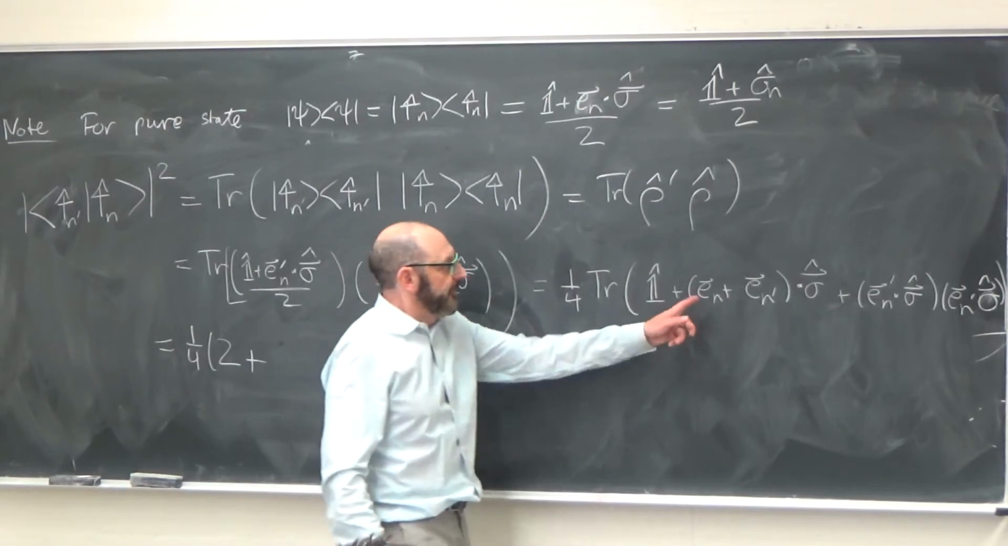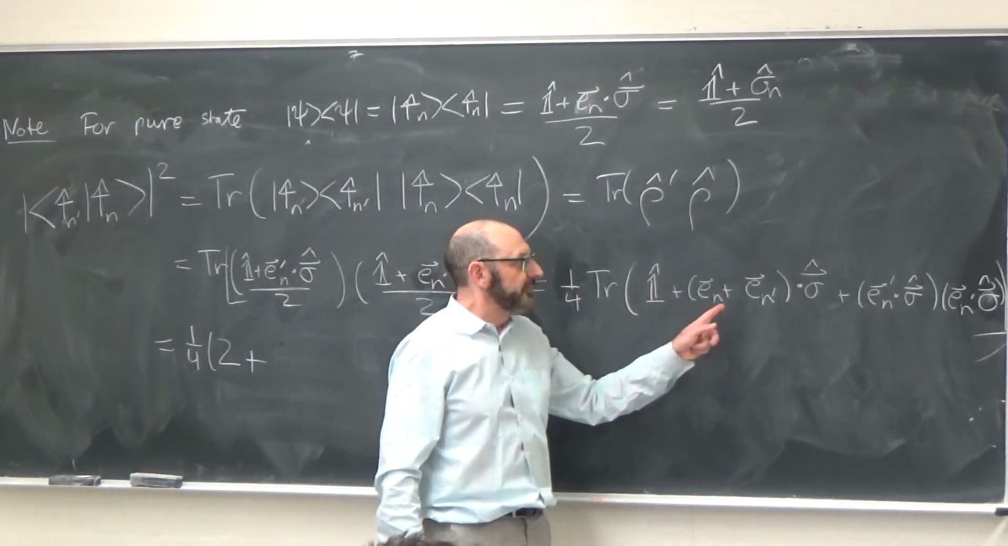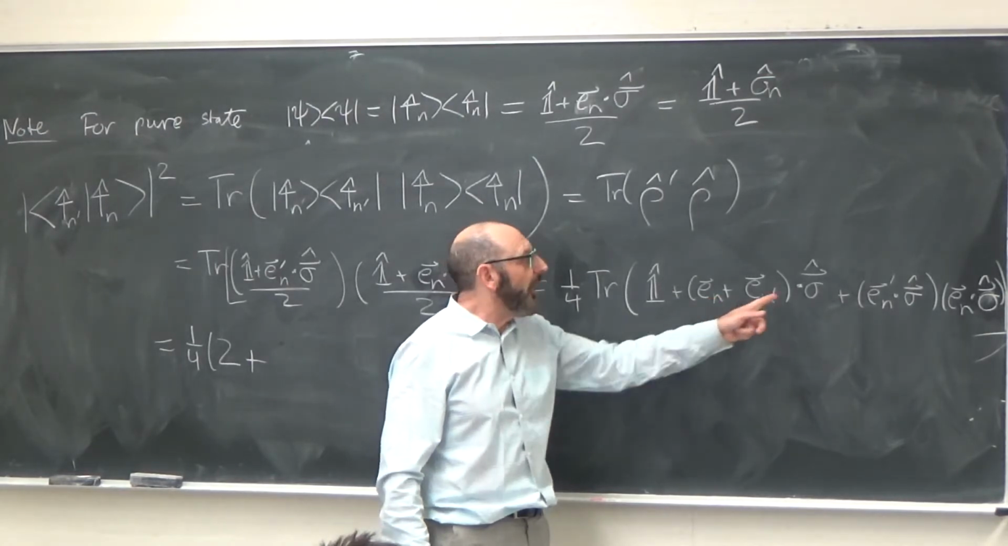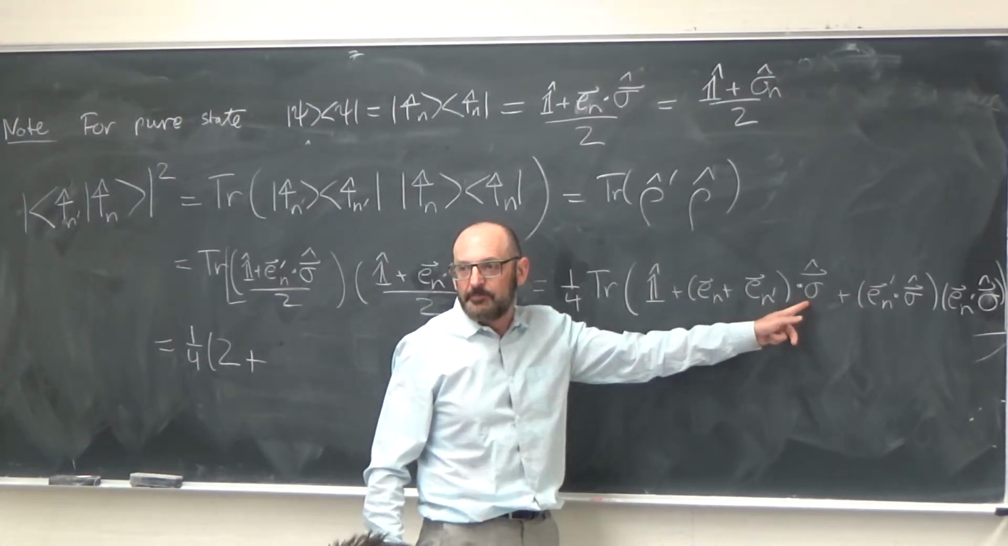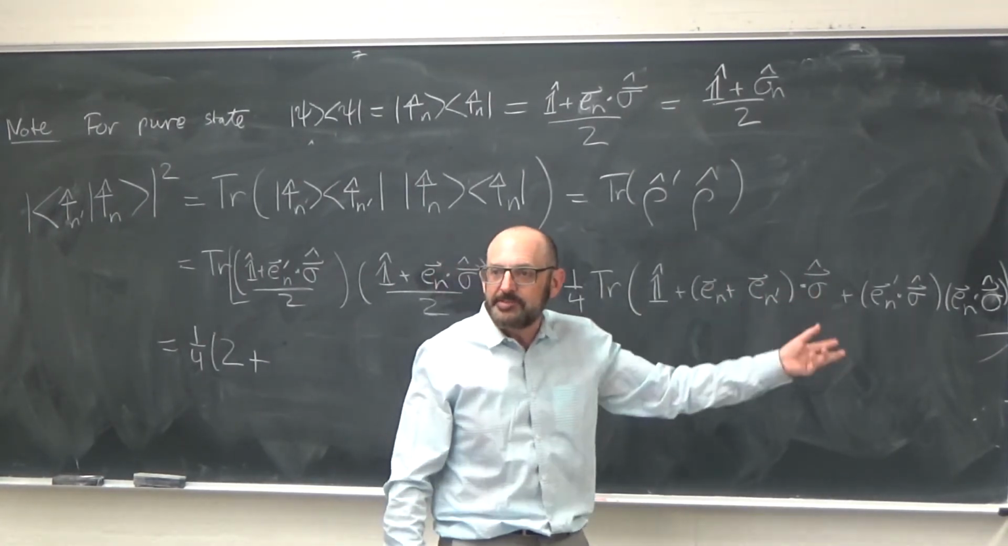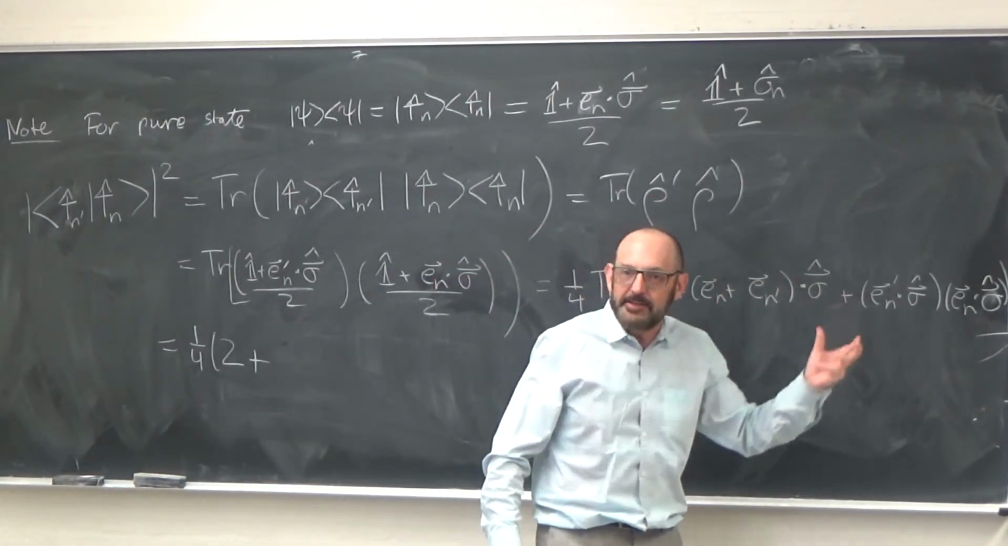Trace of this thing, 0. Why is that? Because all the Pauli matrices have trace 0. So it's 3 different components. There's going to be a sigma x, there's going to be a sigma y, there's going to be a sigma z. Take the trace of any of that, that's 0.